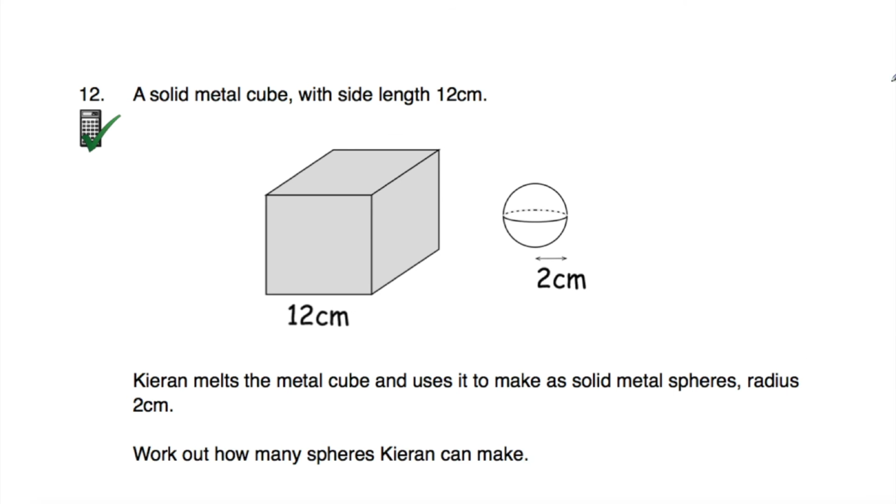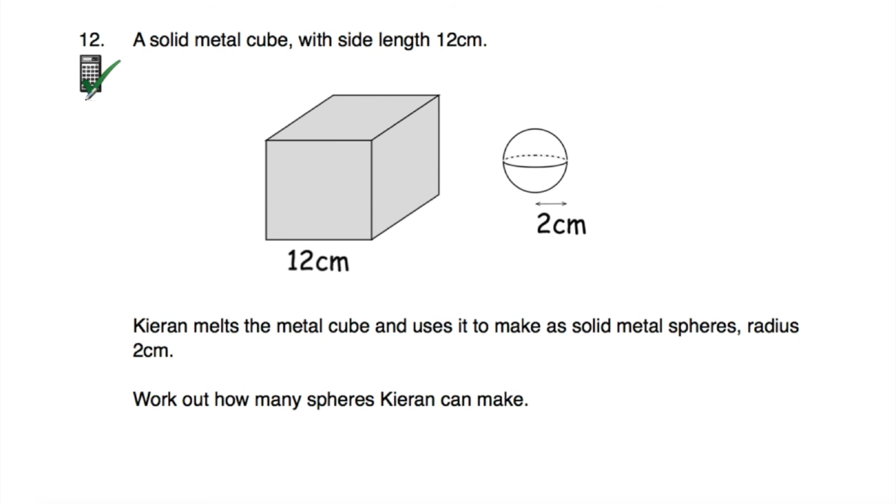Okay, let's have a look at our next question, question number 12. So question number 12, we've got the solid metal cube with a side length of 12 centimeters. And Kieran's going to melt this metal cube, and he uses the molten metal to make solid metal spheres. And they've got radii of 2 centimeters. And we've been asked to work out how many spheres can Kieran make.